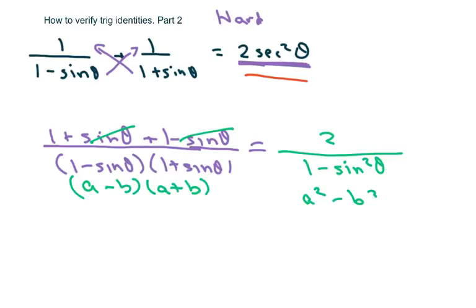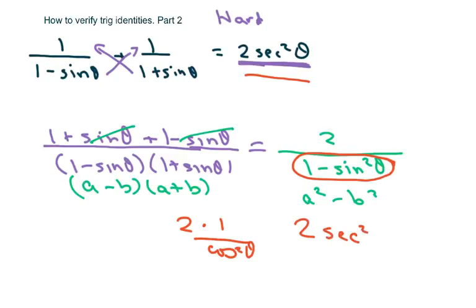Now, looking at what we have, we know that this is cosine squared. So we have 2 times, and if you want, just write as 1 over cosine squared theta, which is 2 times secant squared of theta. Okay?